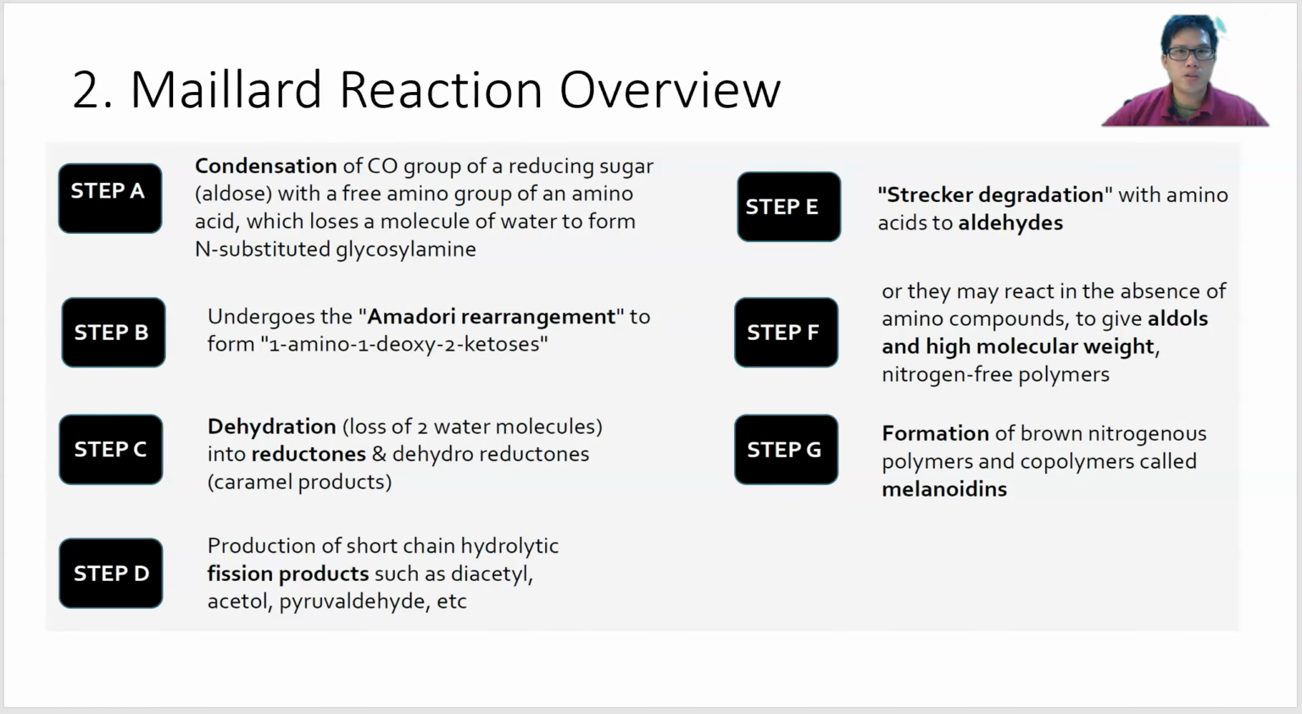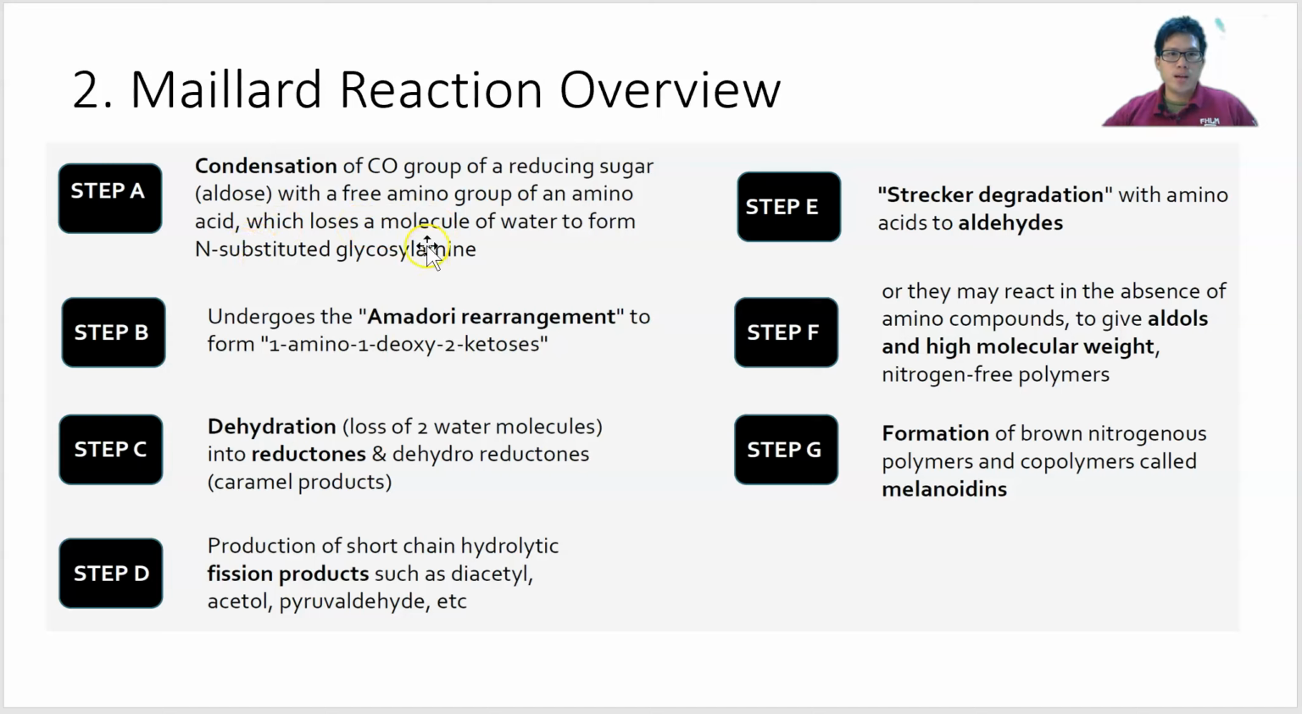Second is the Maillard reactions. Maillard reactions need to start with the condensation reaction, the reaction between the reducing sugars and the free amino groups of the amino acids. The free amino groups of the amino acids can originate from the muscle proteins, the actin and myosin, to form what we call the N-substituted glycosylamine.